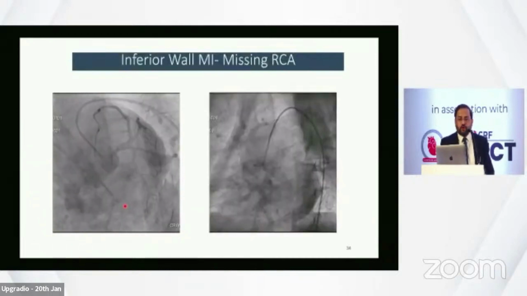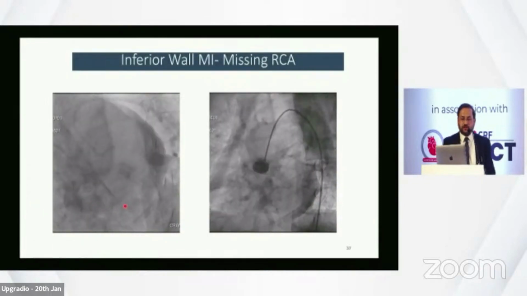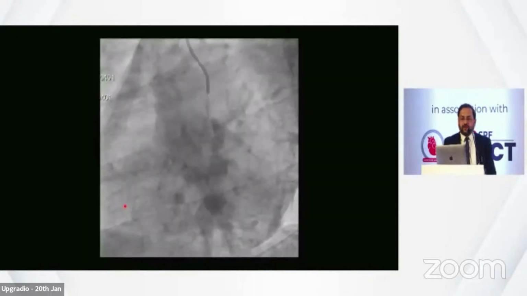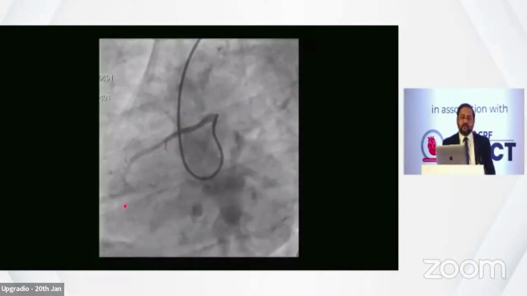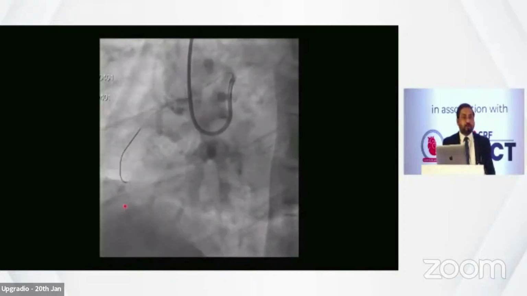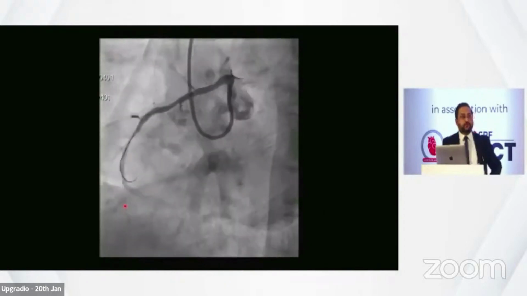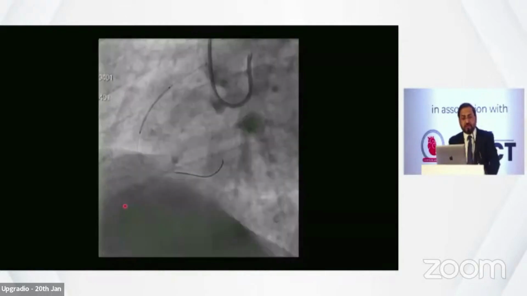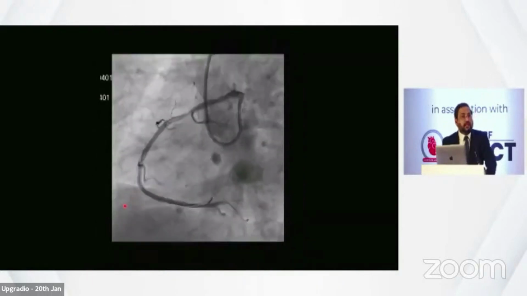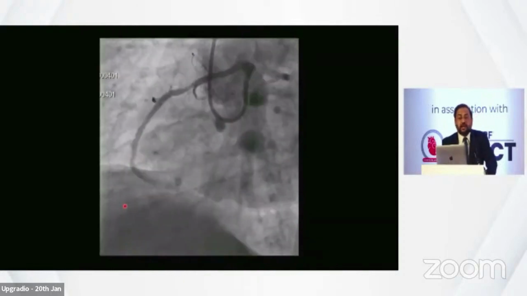So this is an inferior wall myocardial infarction. RCA is not found anywhere. And finally, by using Amplatz, we are able to engage the RCA. And then, Amplatz or angulated catheters, Amplatz or Judkins may be used in this scenario. So the first problem is guide engagement. The second problem is guide support.